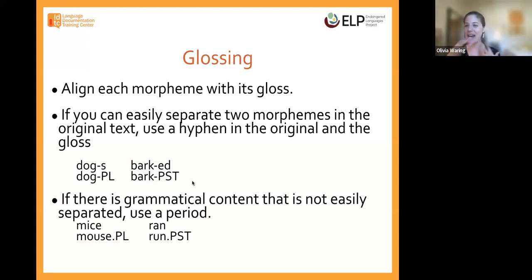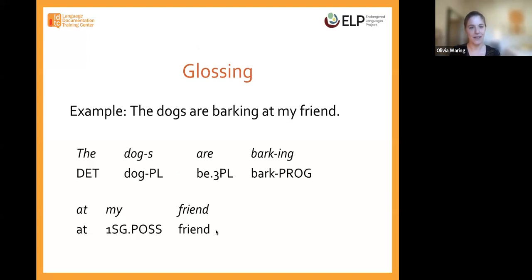There are standardized ways to represent all these different grammatical meanings. And you'll get used to them as you keep working with them. So if we were to perform interlinear glossing in English, which you can absolutely do because English does have morphology, not super complex morphology, but it's there. We would go ahead and we would separate out every single morpheme that we can find in our sentence. The dogs are barking at my friend. It's really just the words dogs and barking that have more than one morpheme.